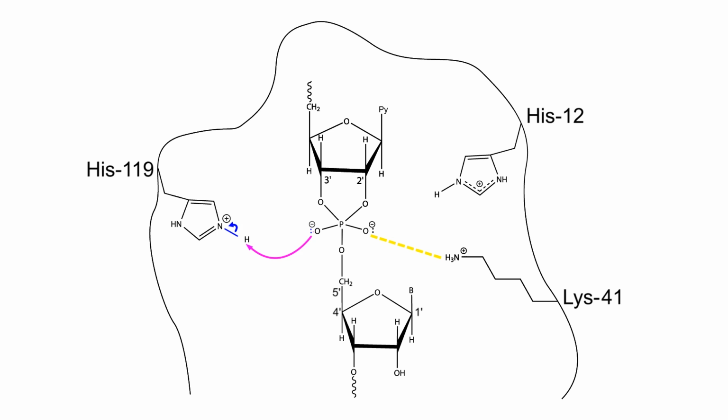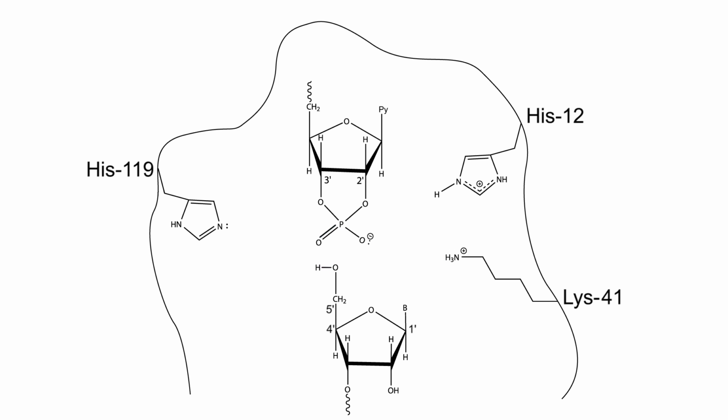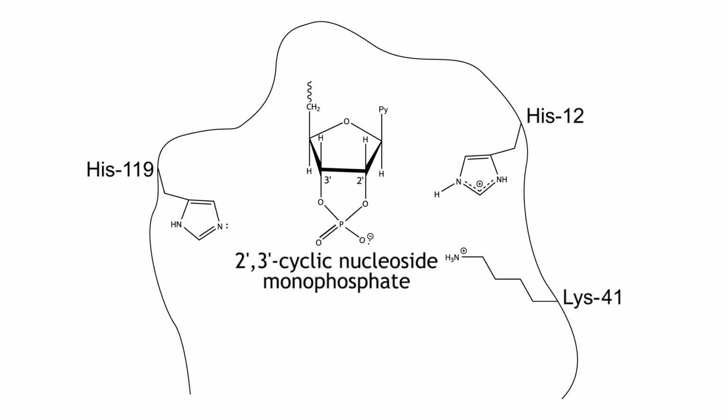Histidine 119 donates a proton to the 5' oxygen atom of the downstream nucleotide residue to complete the production of an alcohol leaving group as the RNA molecule is split. The downstream RNA fragment leaves the active site as a first product. A 2'/3' cyclic nucleoside monophosphate is left in the active site, and now water can enter the active site.